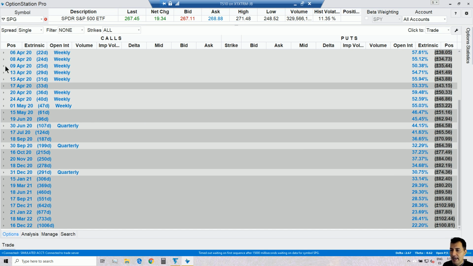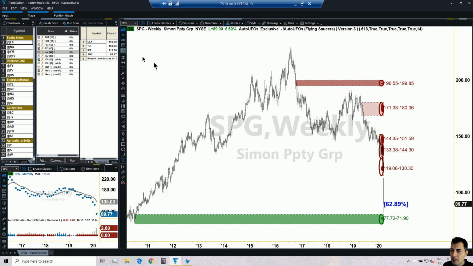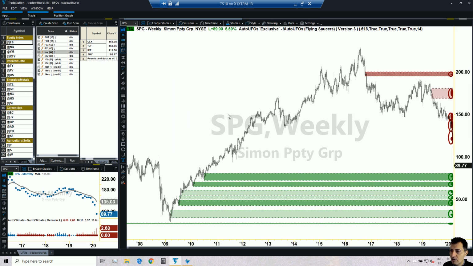So because of that, I'm going to take a look at how the weekly time frame looks. Instead of monthly, I will move to the weekly and see how that is looking. In the weekly time frame, I may need to load more data. We do have a UFO right there. So let's load 20 years of data.